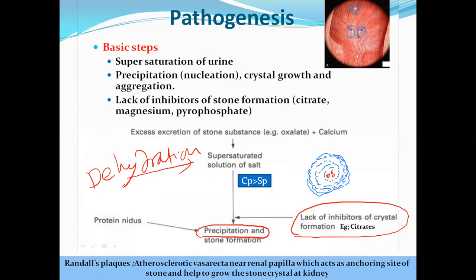So these small crystals get attached to these atherosclerotic plaques, also known as Randall's plaque, which allows the crystal, the nucleus, the beginning point, to get attached for a while, and later on, the other crystals form the stone around the nucleus. So this is the theory that Randall's plaque inside the papilla helps to form the stone. So this is stone formation in summary. I hope you guys understand.